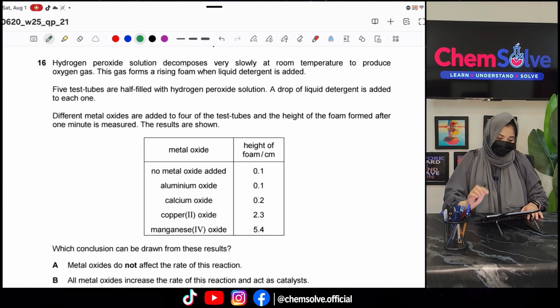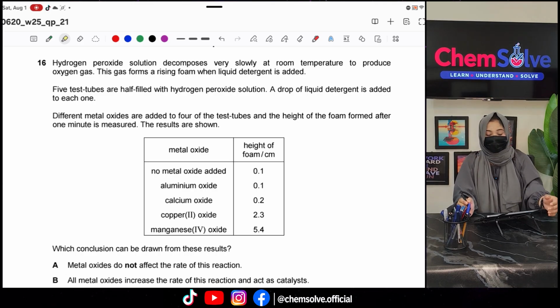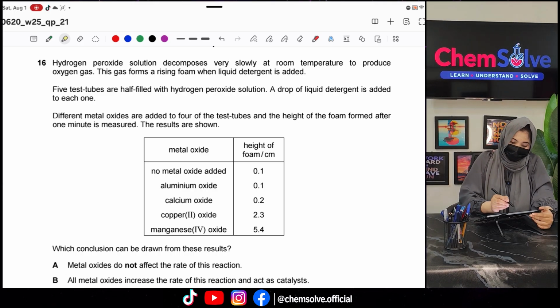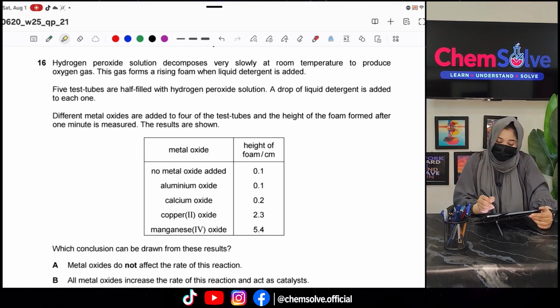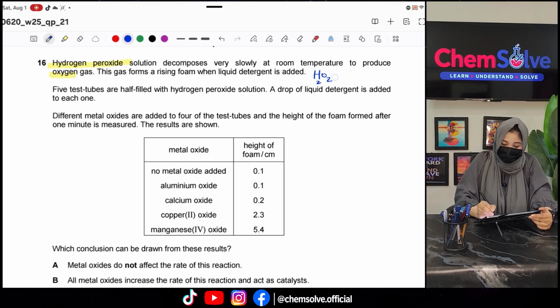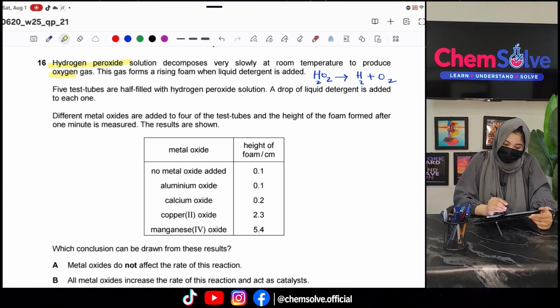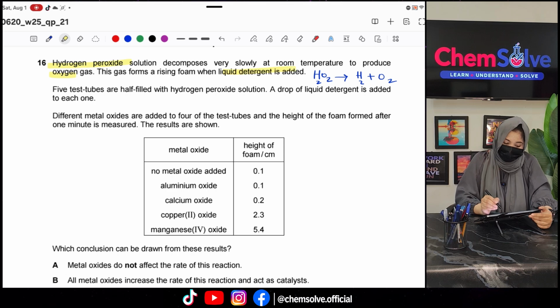So look at question number 16 now. It says hydrogen peroxide solution decomposes very slowly at room temperature to produce oxygen gas. So let me write down the equation for that. H2O2 gives hydrogen and oxygen like this. The gas forms rising foam when liquid detergent is added.